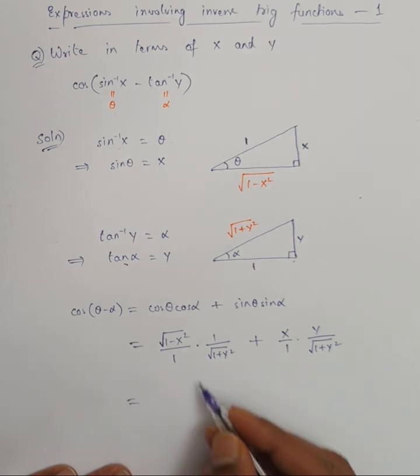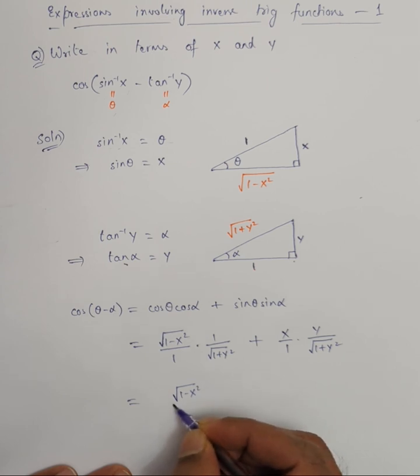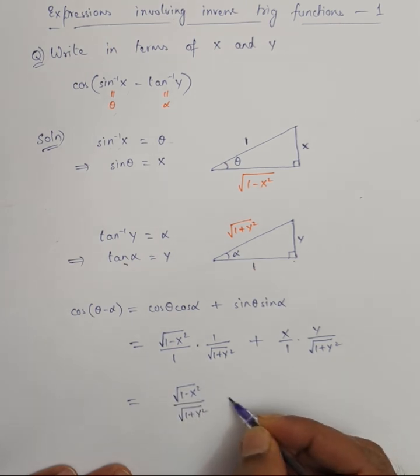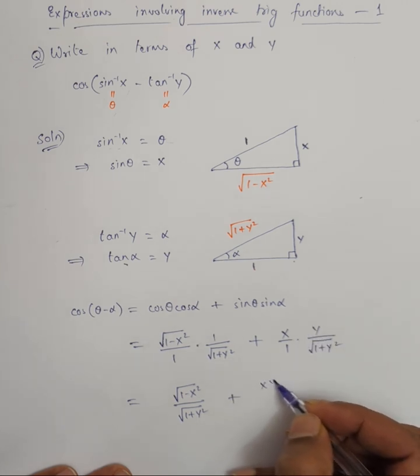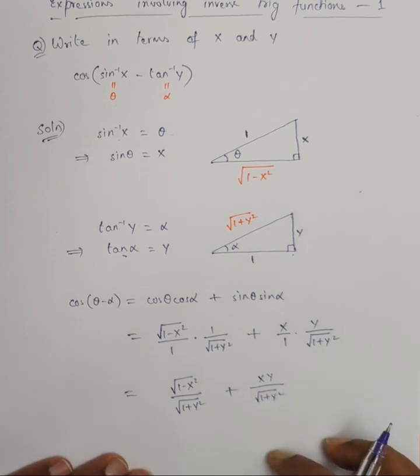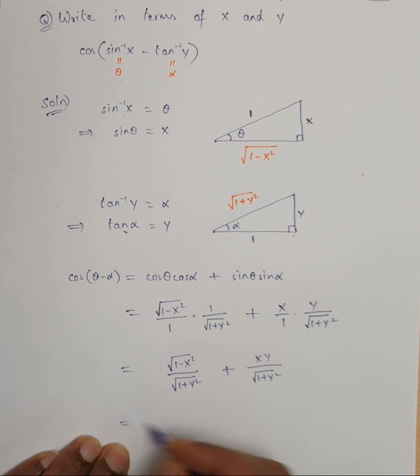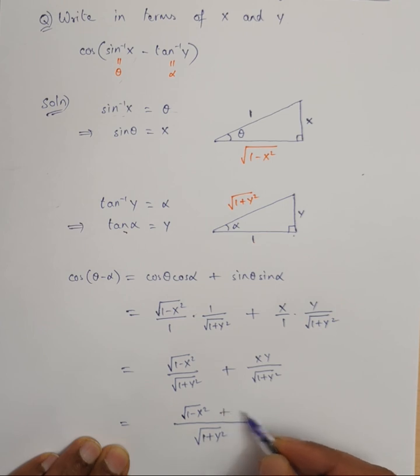And now, this simplifies to square root of 1 minus x square over square root of 1 plus y square, plus, and this simplifies to xy over square root of 1 plus y square. And now we have the same denominator. So adding these two fractions would just mean we will add the numerators: square root of 1 minus x square plus xy.